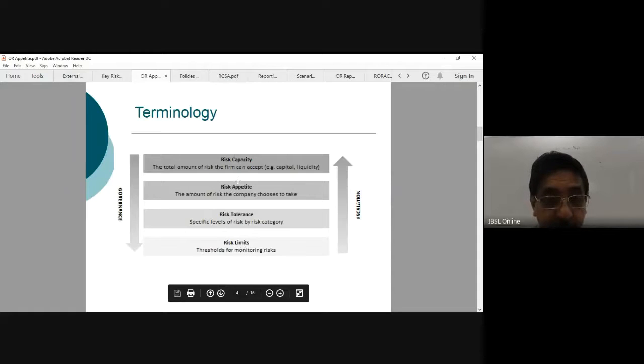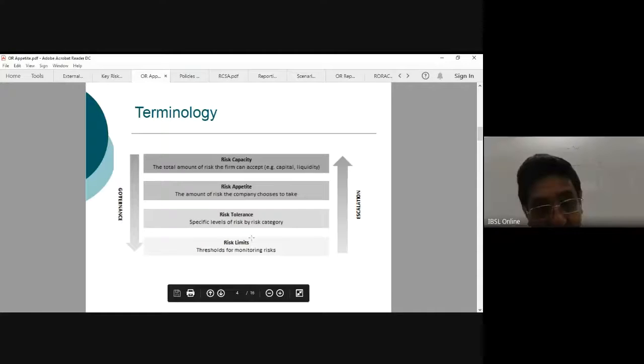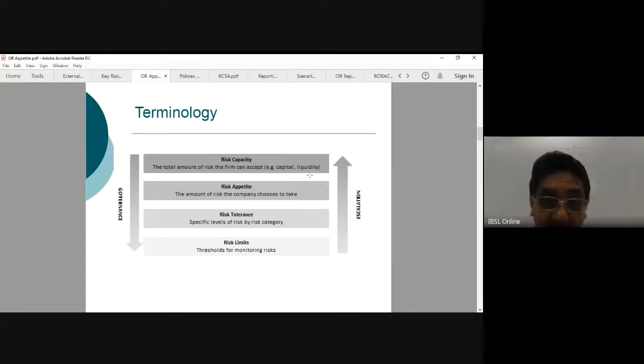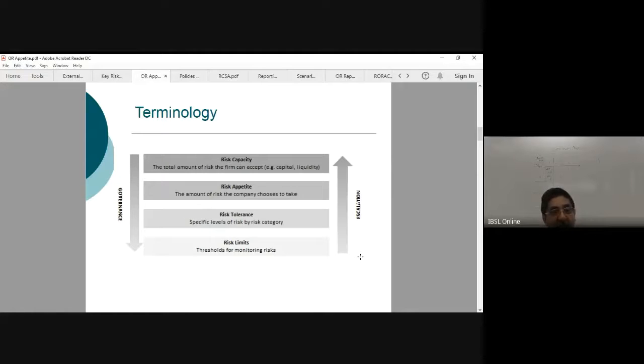Can you take an example and explain those three elements in different categories? I think it's better. It's like this. When you say risk capacity, that really comes with the capital. When you say you have a particular amount of capital assigned for operational risk, our capacity is that we can go up to that level of operational risk. But when you say appetite, that is the amount we like to take.